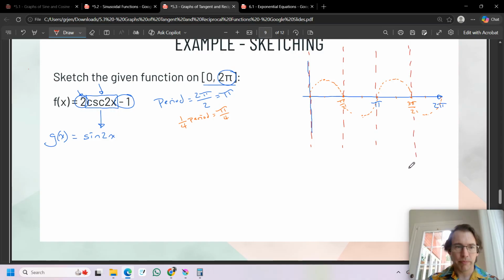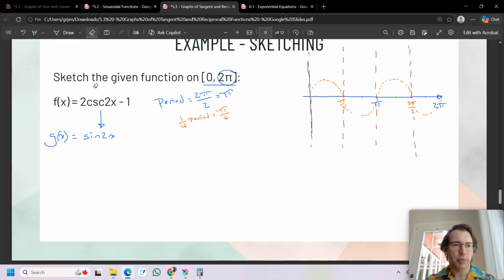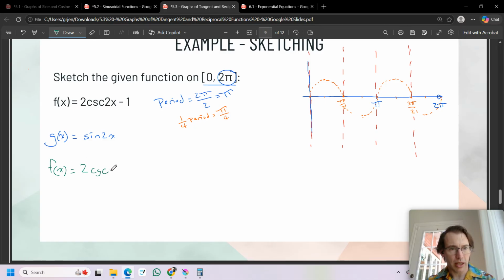So now, when we get interested in this one up here, we're now turning back to f of x is equal to 2 cosecant of 2x minus 1.